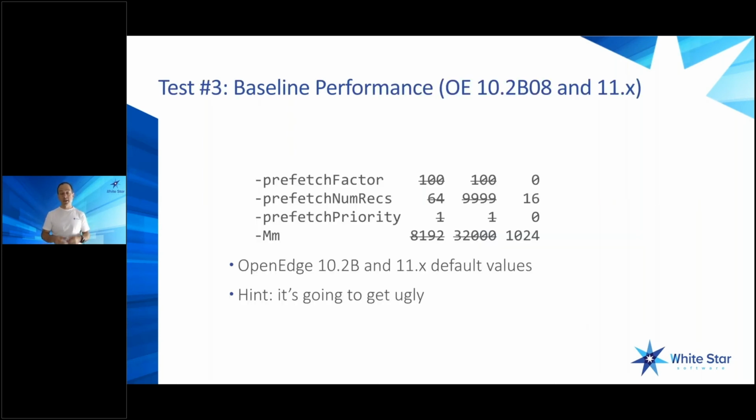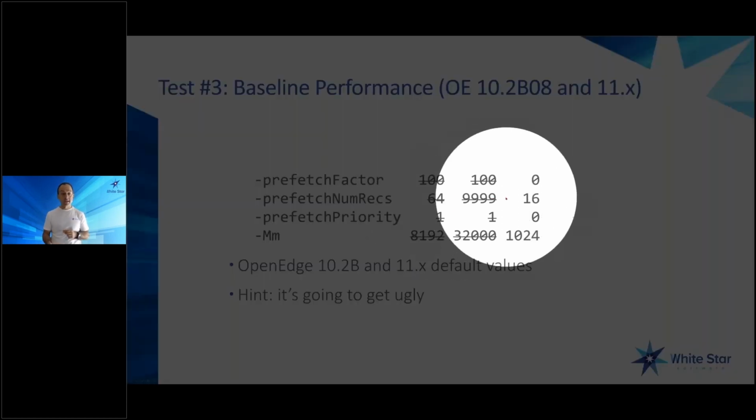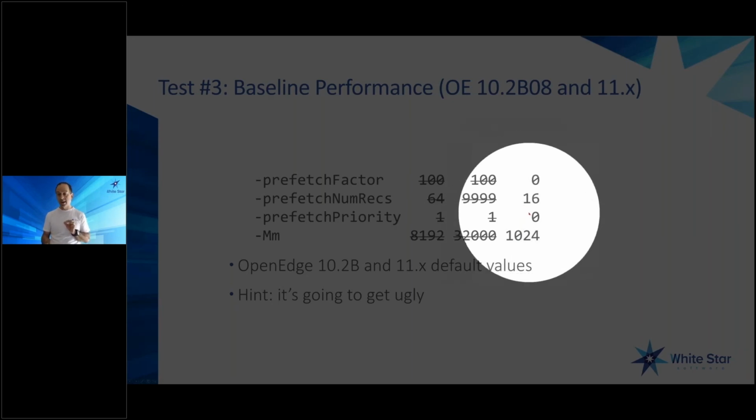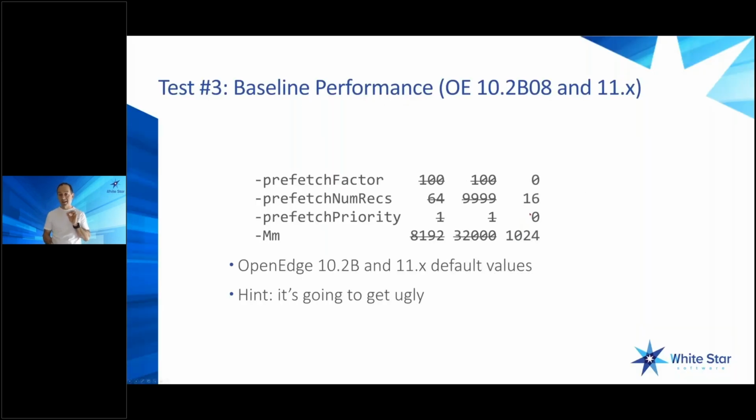Number 3, so if anybody's still running 10.2b08 or 11.x without the prefetch parameters, these are the default values, right? So prefetch factor here, 0. So don't fill the record. Prefetch numrec, 16 records. So the most records you're going to get is 16. And the message buffer size is 1024, and the numbers are not going to be pretty.